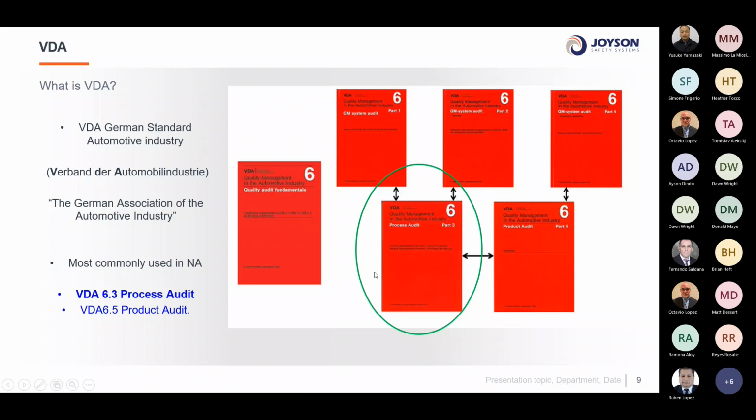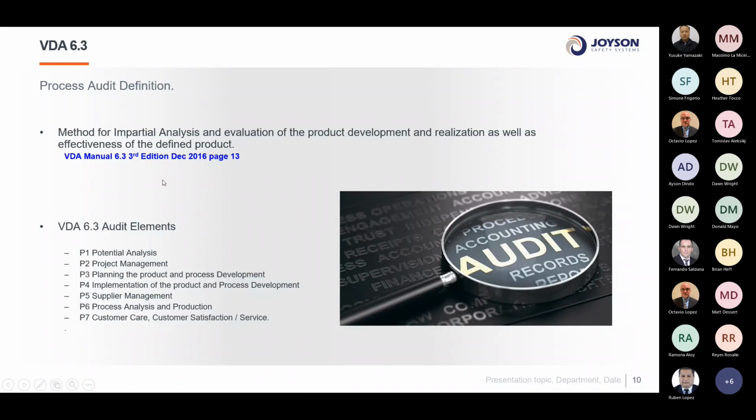Okay. Process audit definition. By the orange book in this case, the audit definition is a method of impartial analysis and evaluation of the product development and realization, as well as the effectiveness of the defined product. This is the definition by the book. Now, the elements that we are going to be covering today in our introduction are the 7 elements that are included in the audit, and in consequence, they are included in the auditing format.